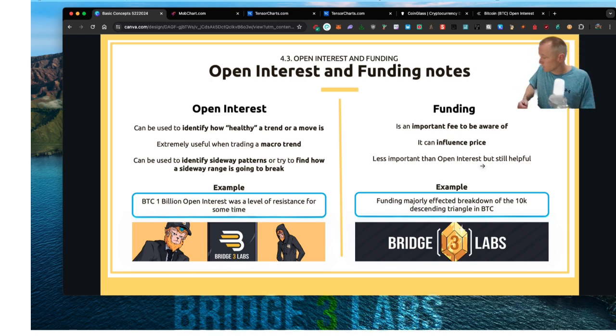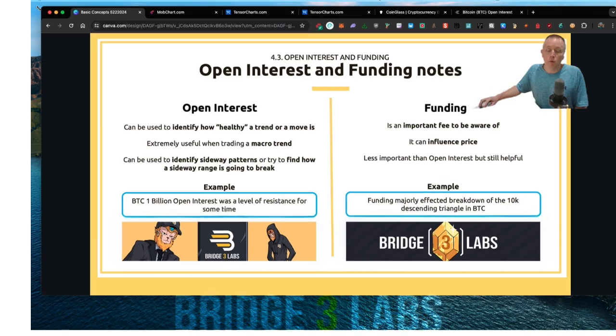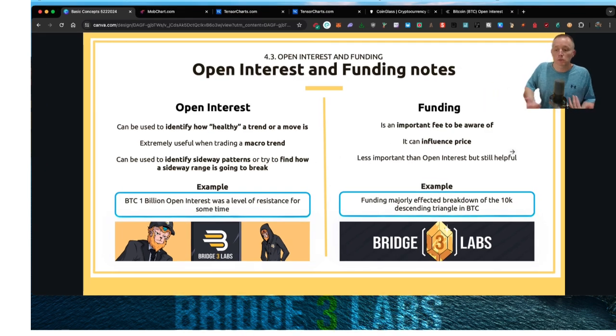The majority of crypto is heavily leveraged, right? So you need to remember that crypto is typically the most leveraged market out there that you can trade. And so with that being said, it's even more important to pay attention to things like open interest and funding.